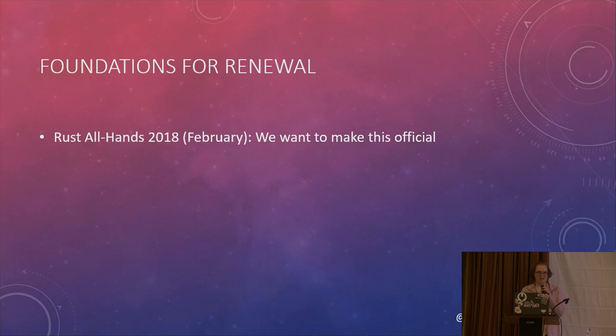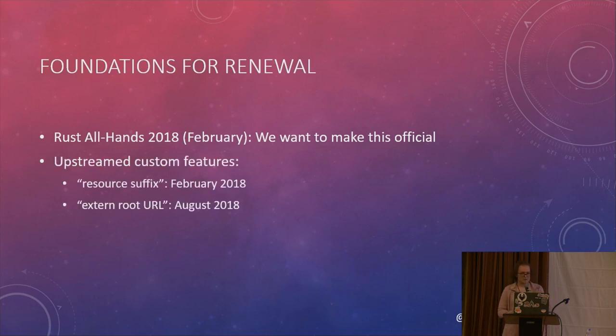And the biggest thing at that time was saying, okay, well, let's at least get it using upstream Rustdoc. So we worked on the major features. The two biggest things were this resource suffix, which lets you pool all of the static files, that CSS and JavaScript that I mentioned, into the same folder and just name them differently depending on what compiler you're using. And then the other major feature was what was eventually called the extern root URL.